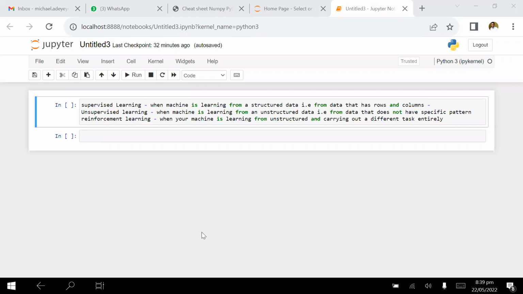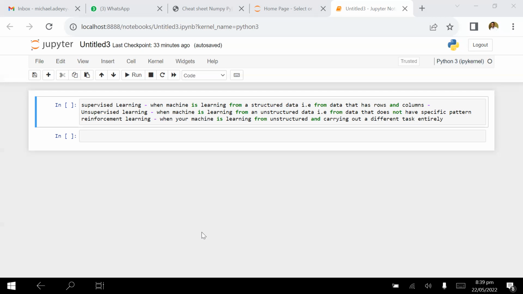So it's learning from pattern. Maybe it's a zigzag or something like a curve. Over time, it will learn from that pattern. That's reinforcement.